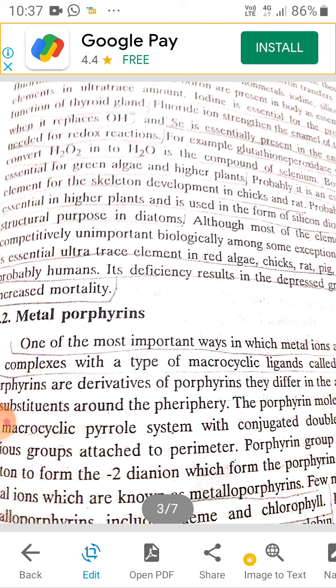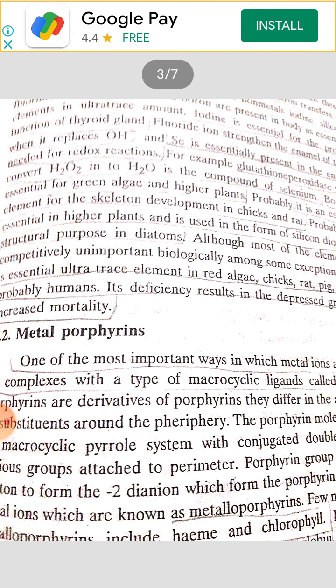Metalloporphyrins. The most important metal compounds are named metalloporphyrins, in which the macrocyclic ligand called porphyrin is attached to the metal. Such compounds are found in the form of hemoglobin, chlorophyll, myoglobin, and similar compounds, in which protein and hemoglobin intake is very high.